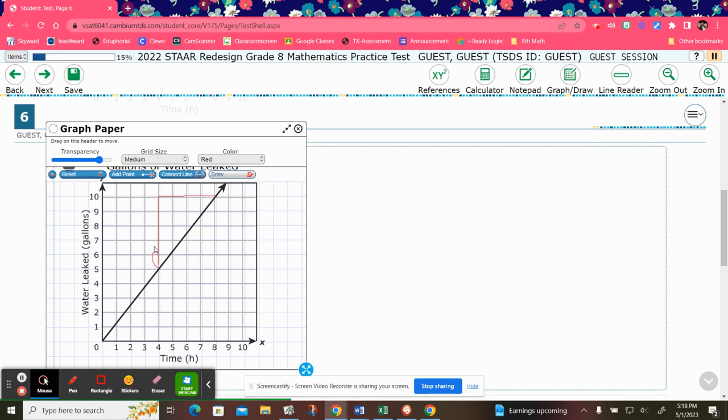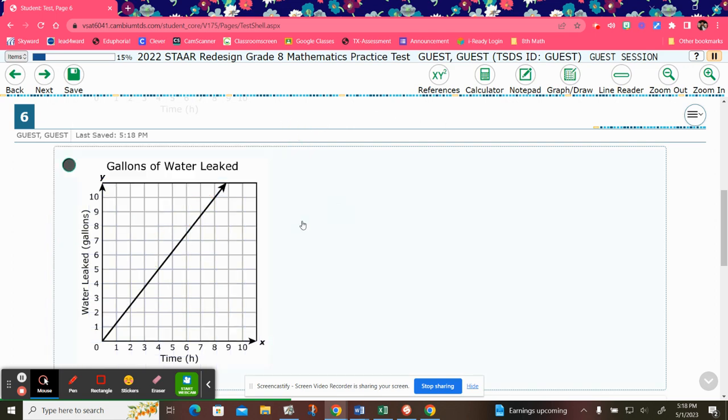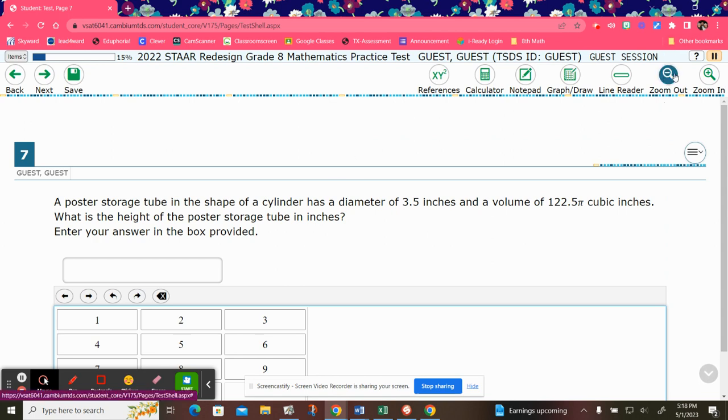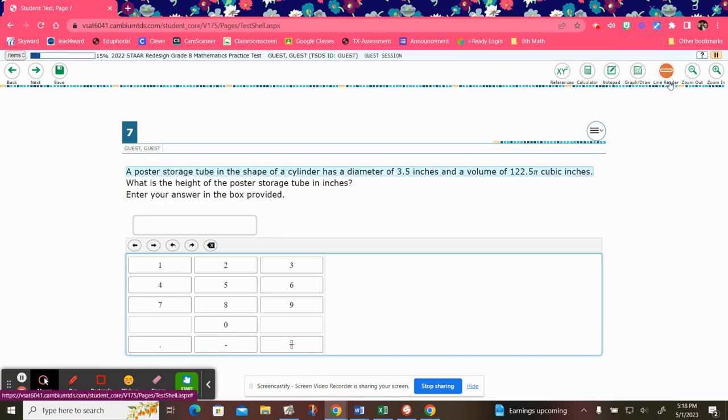So that would be 1, 2, 3, 4, 5. 1, 2, 3, 4. Okay. So that is the draw feature on the graph. Now, once you're done working with this, if you're in zoom in mode, if you click to the next button, you will have to come and do zoom out. Then I clicked line reader here, and that just highlights it so that you're only looking at certain information at a time.